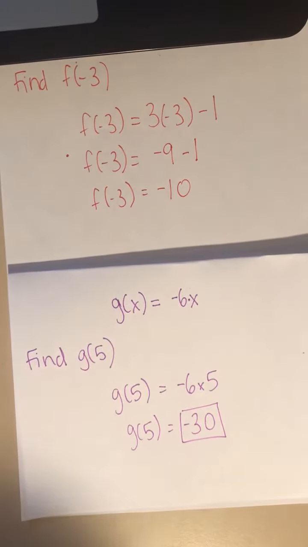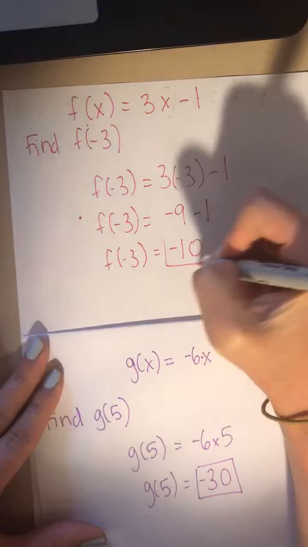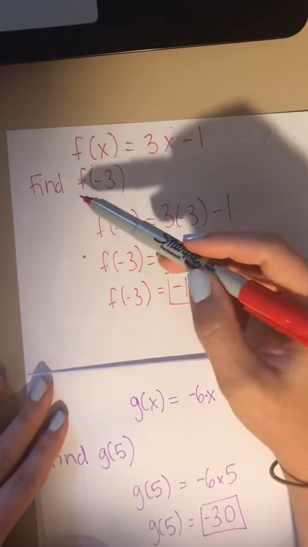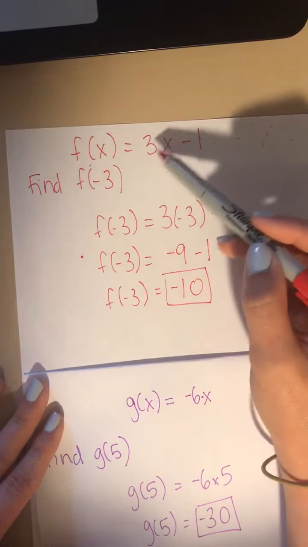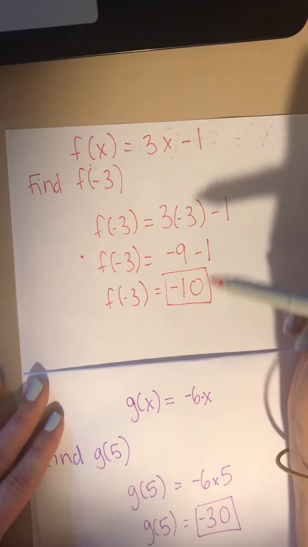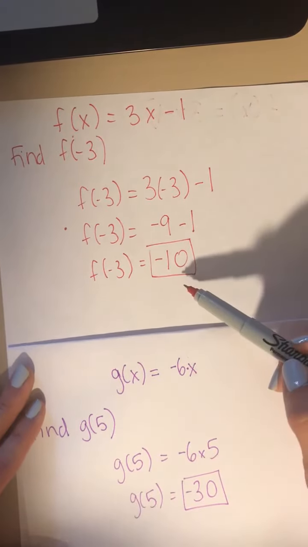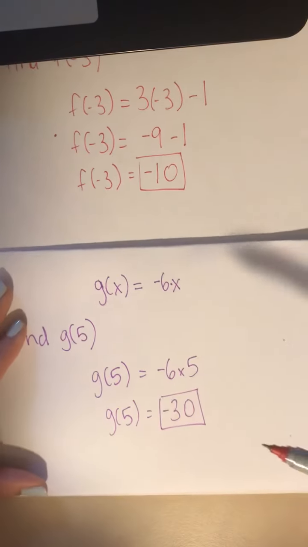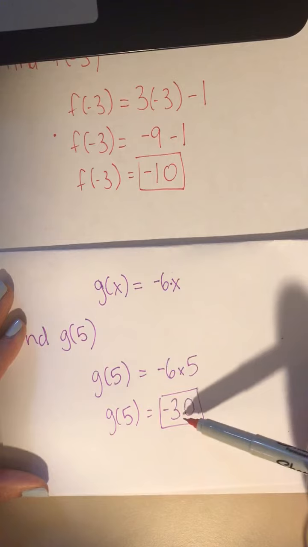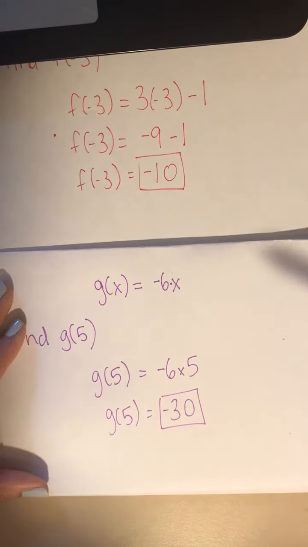Okay? So that's all you have to do. You just have to plug in what they're telling you f of a number is. Wherever you see x in the equation, you're going to plug that number in for x and then solve for it. So my answer for the first one was negative 10 because I substituted negative 3 for x. And my answer for the second one was negative 30 because I substituted the 5 for x in this one.